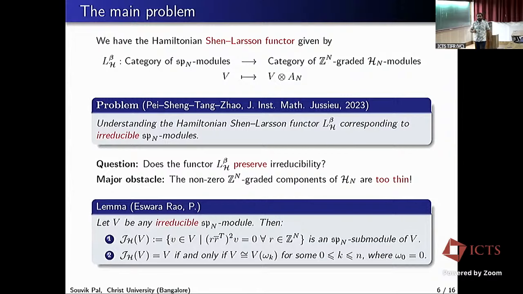Yes? By too thin I mean that for Wn and Sn, the non-zero Zn graded components were n-dimensional and n minus one-dimensional. In this case it is just one-dimensional. So that was what I mean. Okay.